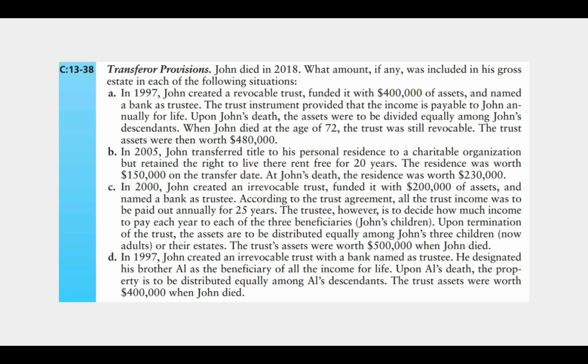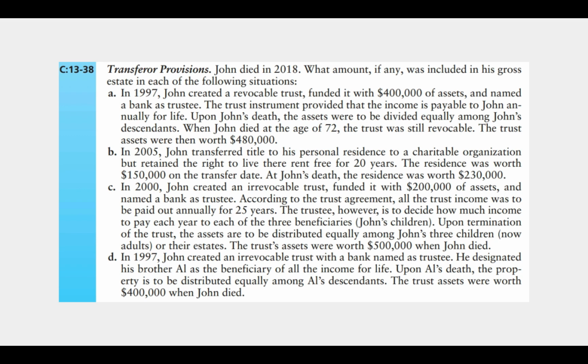B, in 2005, John transferred title to his personal residence to a charitable organization, but retained the right to live there rent-free for 20 years. The residence was worth $150,000 on the transfer date. At John's death, the residence was worth $230,000. So here this will be included in his estate because the retention period did not end before his date of death.